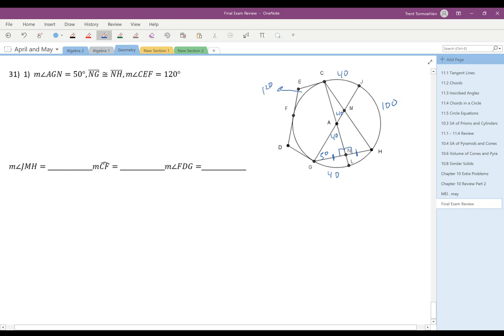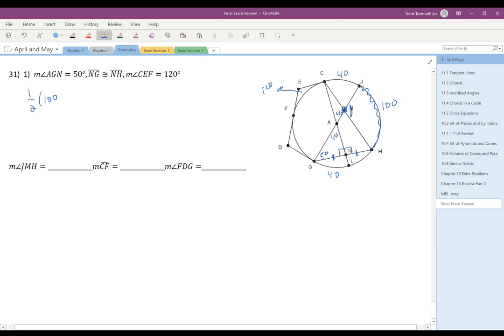Well, we want to find out what JMH is. So JMH is this angle. Well, when you have a point that's inside the circle, but not the center, then the way you find the angle is you take 1/2 times the sum of the intercepted arcs, or the average of the intercepted arcs. Well, one of the intercepted arcs is 100, and so we're going to do 1/2 times 100.